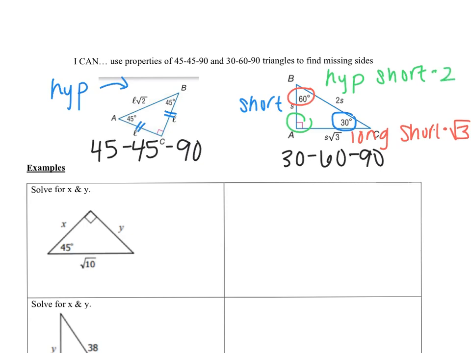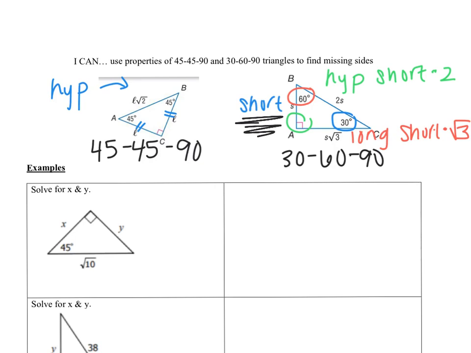It's important to note that in the 30, 60, 90, everything is based off of the short leg. It's really important that we know the short leg, and we continue to use the short leg in order to find our other missing sides. Everything's based off the short leg.